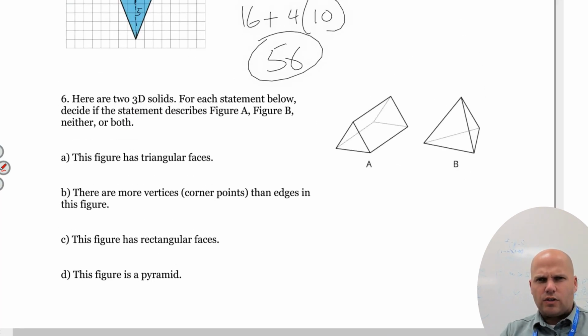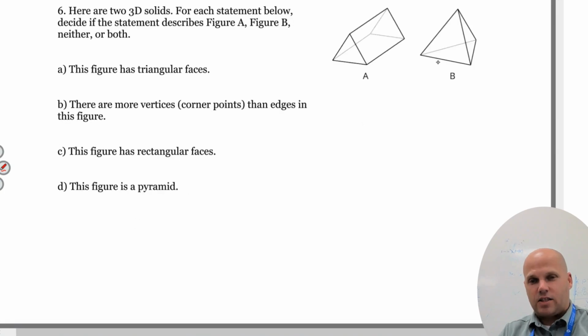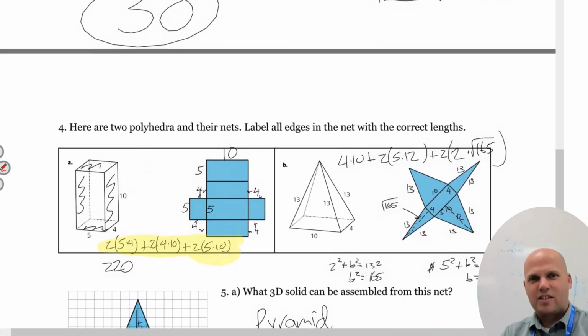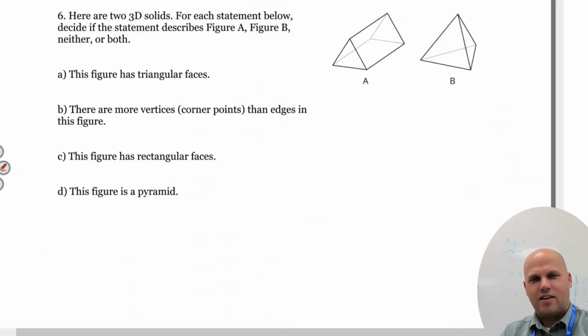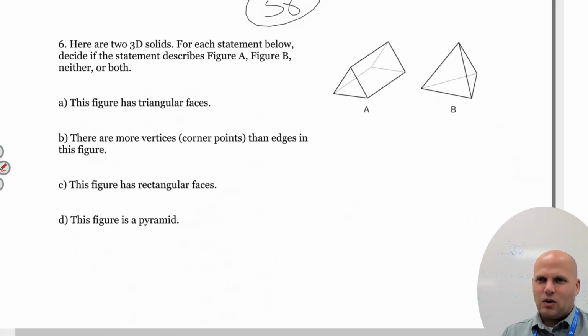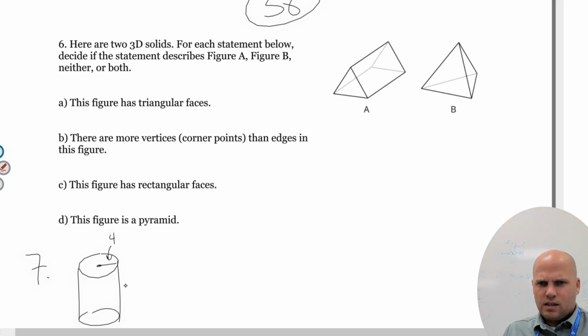Here are two 3D solids. For each statement below, decide if this statement describes figure A, B, neither, or both. Yeah, can I just say, there should be a cylinder on this, but whatever. In my class, you'll see cylinders on your entrance ticket, but we'll practice it. So here's number 7. Cylinder, radius 4, height 6. What is the surface area?